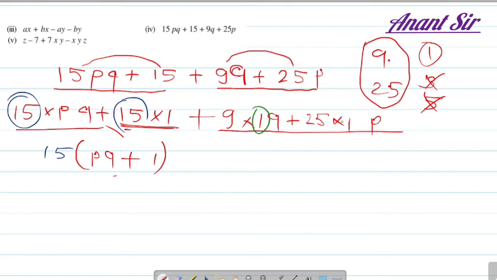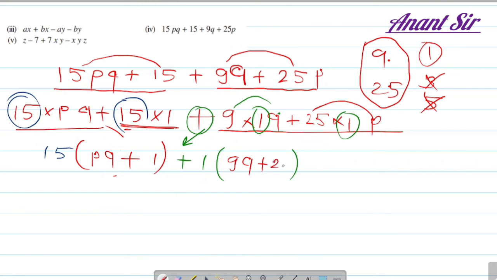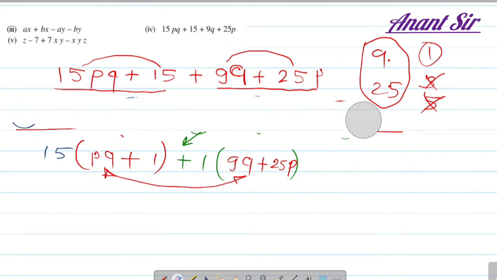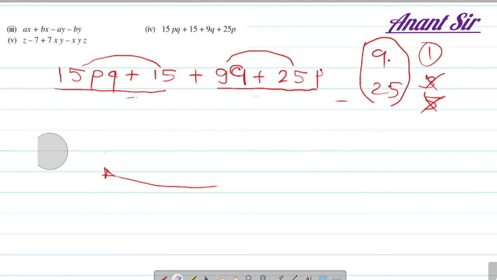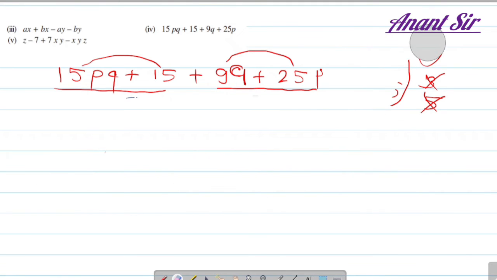It's only 1. So if I take 1 common, what is the sign to the third term? Plus. So if I take plus 1 common, what remains is 9q plus 25p. So you can see the first two brackets, these two brackets are not same at all. So that's why I said this is a different kind of question. We cannot solve it like this. So then what do we have to do? We have to rearrange the terms. Okay, and then we will get the answer correct by doing this method only. But first we have to rearrange.